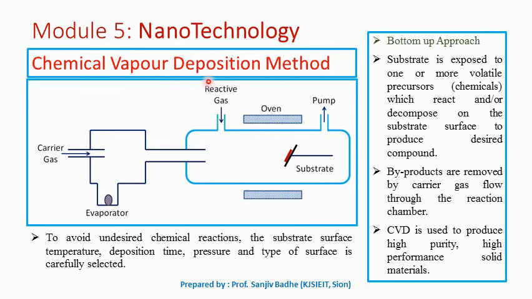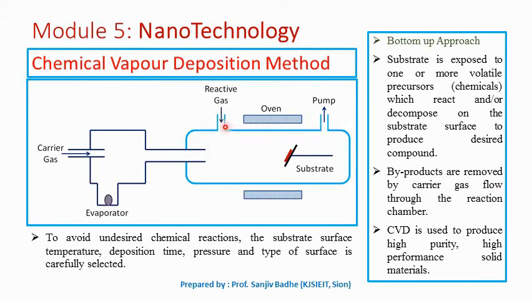Another method used for producing nanomaterials is the chemical vapor deposition method. It uses a bottom-up approach. A reaction chamber is used for this process. In this chamber, the reactant gases are introduced. These gases react with the substrate and decompose on the surface of the substrate to form a film of nanomaterial.